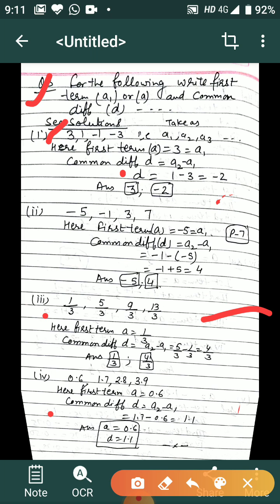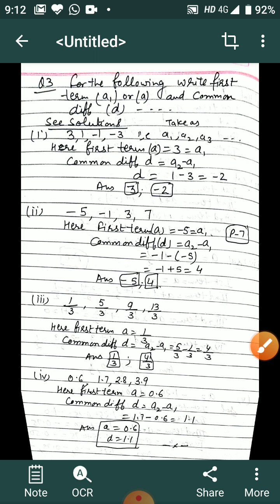And now the next, if you see, this is the last page I think. So we will do up to this question. So complete this work in your notebook carefully, and the next question we will take in the next session.